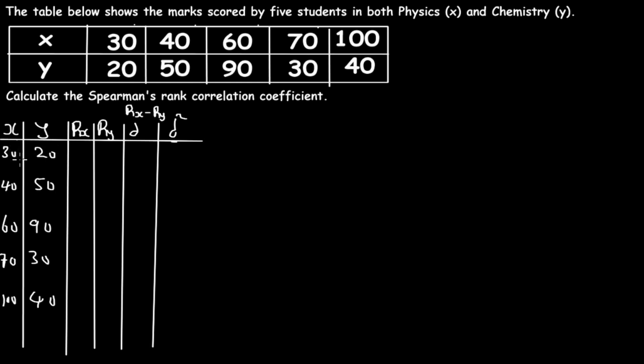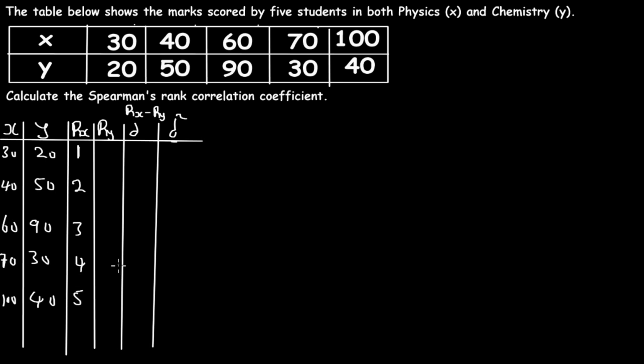So for ranking of x, we start from the least number you have in x. You rank it 1, and gradually you'll be increasing the values. So 30 will be 1. The next one is 40, let that be 2. The next one is 60, let that be 3. This one is 70, let that be 4. The next one is 100, let that be 5.